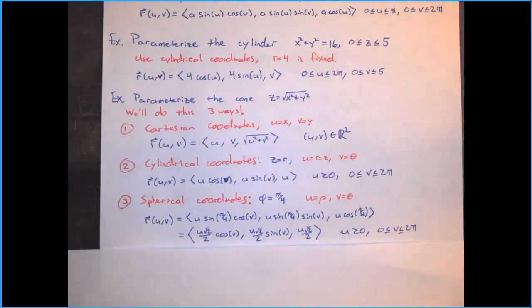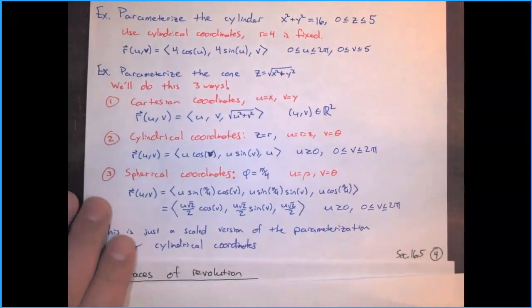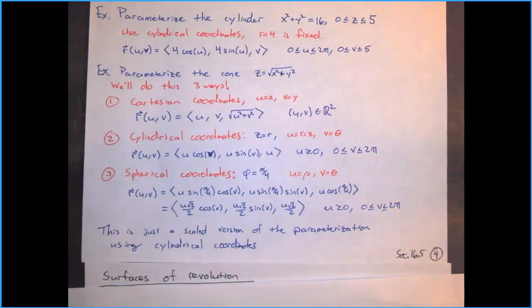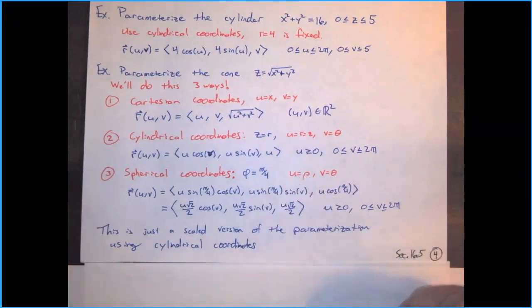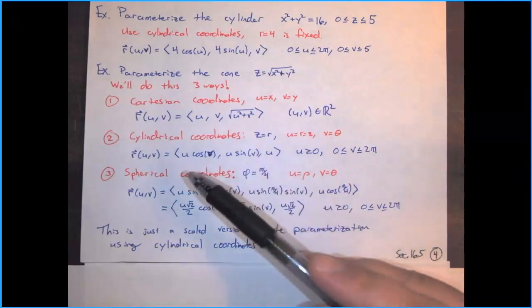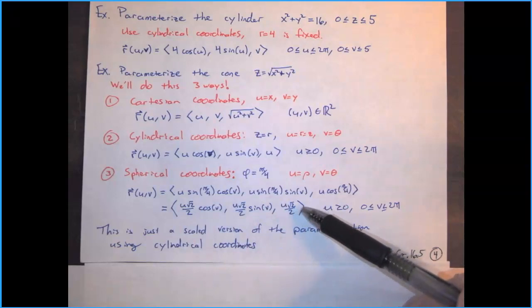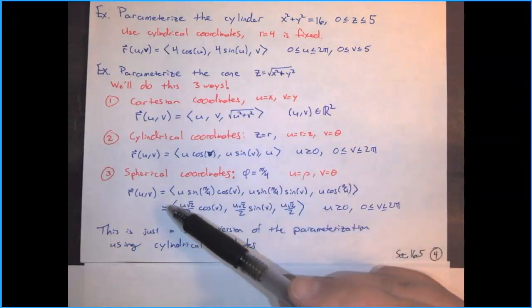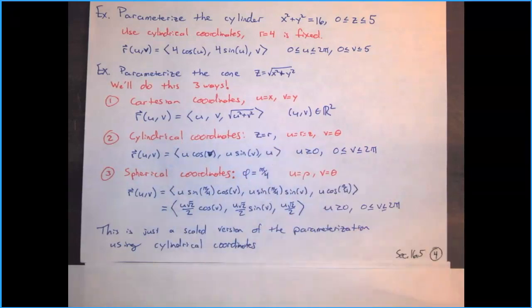What you might notice now is that the parameterization we just found is just a scaled version of what we found in cylindrical coordinates, right? Because all of the components are the same, except here they're multiplied by root 2 over 2. So we could factor this root 2 over 2 out, and we'd have root 2 over 2 times this parameterization. So they're mapping out the same surface. This is just mapping it out at a different "speed."